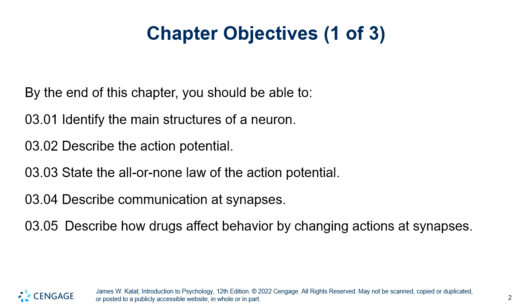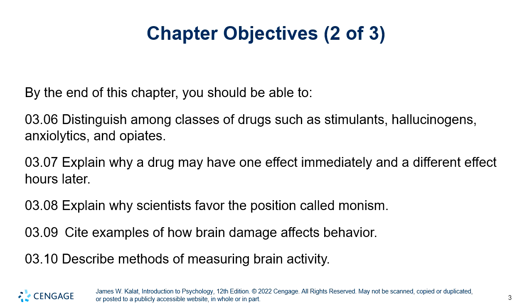That's probably going to be the extent of this first video lecture. However, in terms of your reading, you should continue forward because you'll also want to be able to distinguish among the different classes of drugs, such as stimulants, hallucinogens, anxiolytics, as well as opiates. Hopefully, the chapter will explain how a drug may affect one immediately as well as at different times or with different effects hours later.